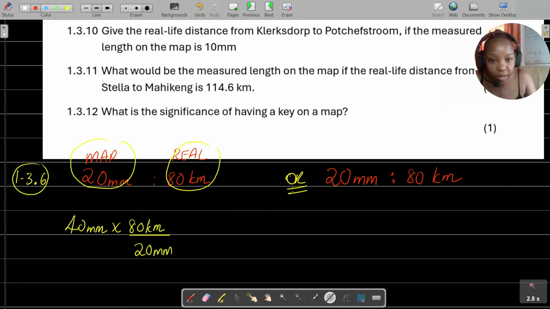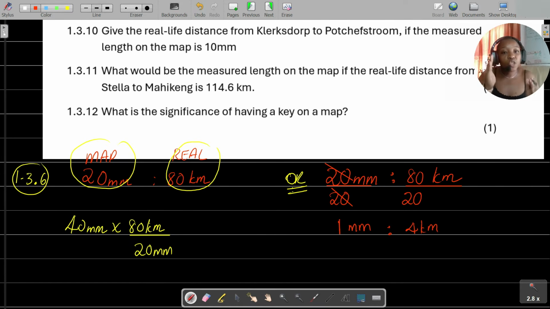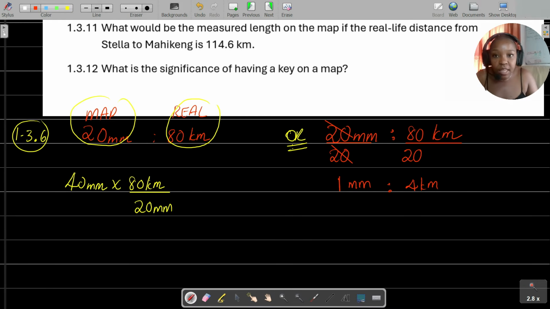From there you can just divide both sides by 20. Divide both sides by 20. 20 divided by 20 is 1 millimeter is to 4 kilometers. So do you see that we've now simplified this ratio, 20 millimeters is to 80 kilometers, by writing it in the form of 1 millimeter is equal to something kilometers?